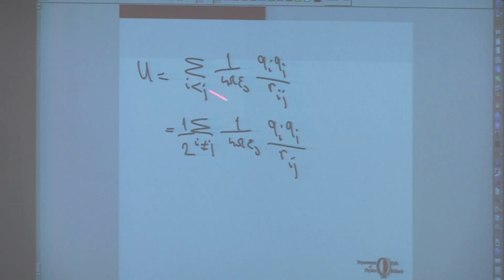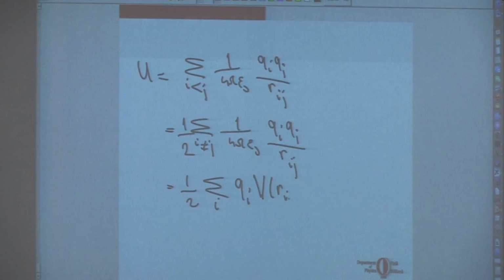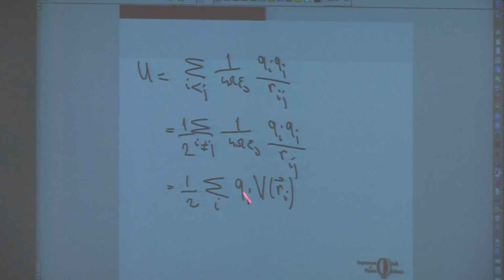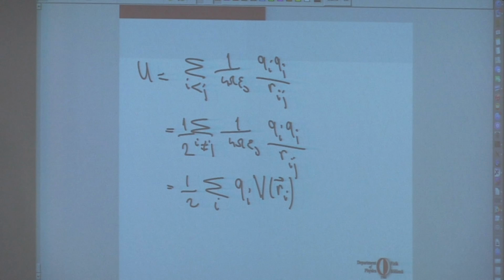Again, this expression tells you how much potential energy your system has, which you can also write as 1 over 2 sum over i, Qi, V at Ri. This is the electric potential at the position of the charge Qi created by all the other charges. You can also use this expression to calculate the total energy of the system.